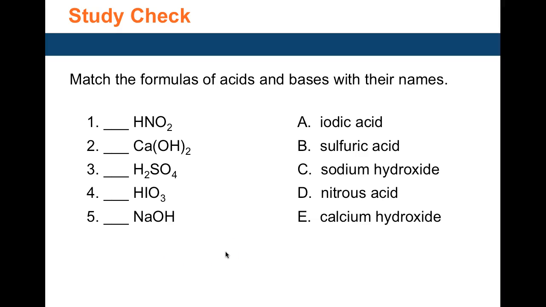All right, so in the study check, it says match the formulas of acids and bases. This is the nitrite ion, NO2, so it's going to be the nitrous acid. This is, you have an OH, so it's a base. This is calcium, so calcium hydroxide. This is the sulfate ion, so sulfuric acid, okay?